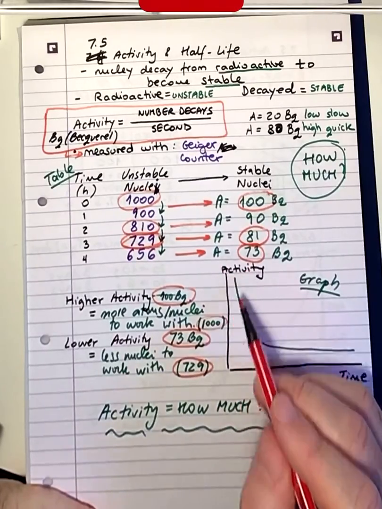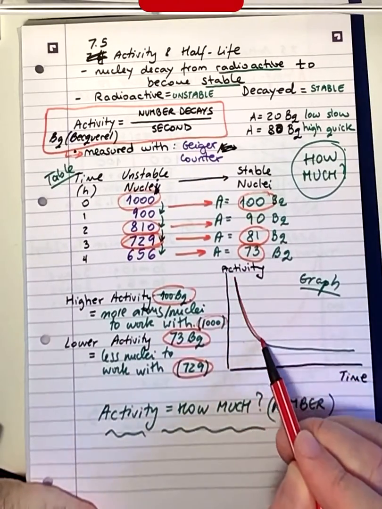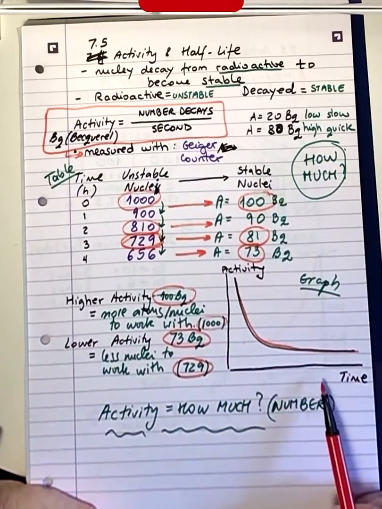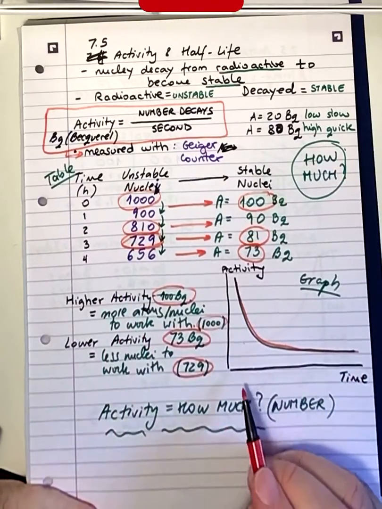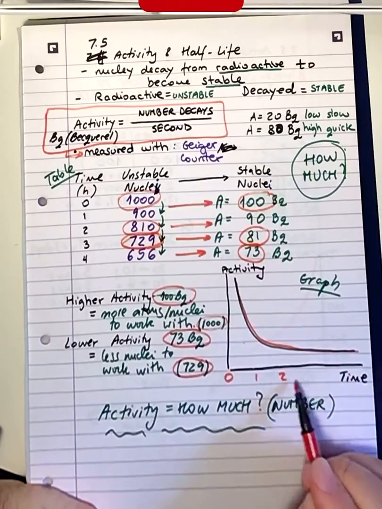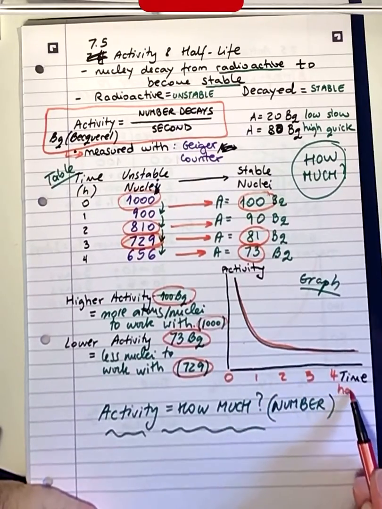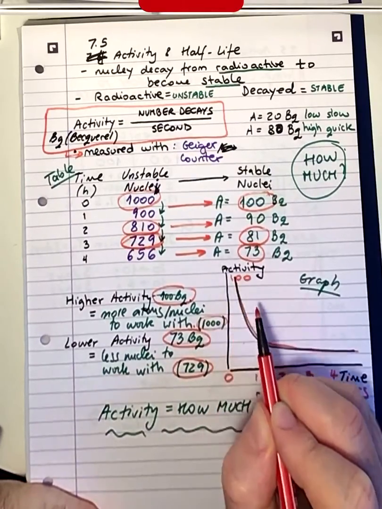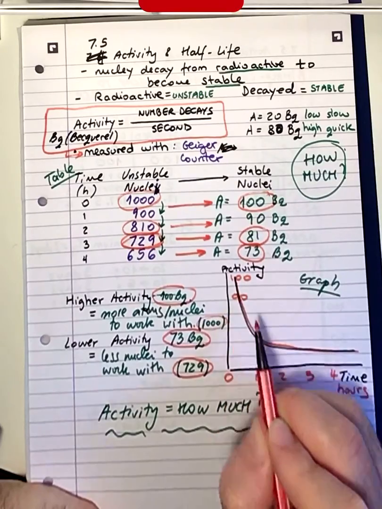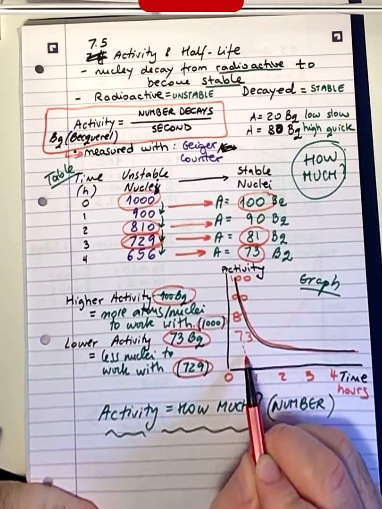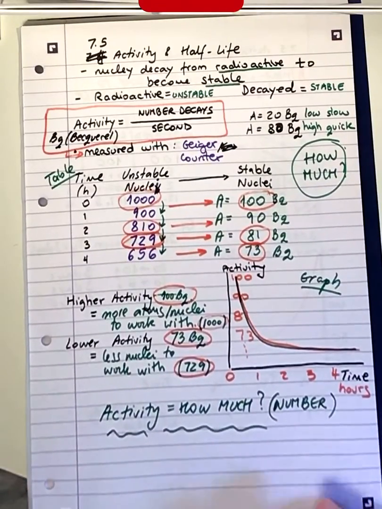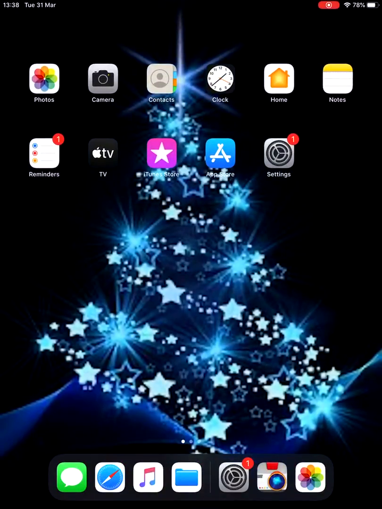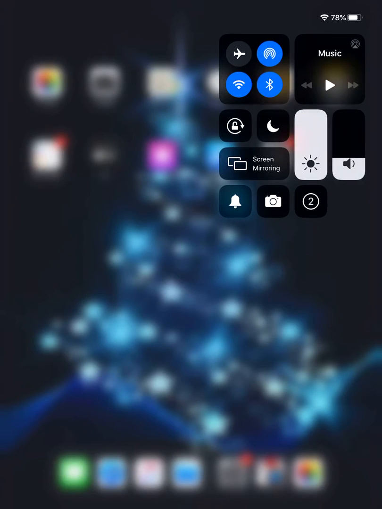Now if I have a graph of activity versus time, I'm going to have an exponential curve dropping, showing that the activity drops as the time is increasing. So as I'm going from 0, 1, 2, 3, 4 hours, my activity is going down from 100, 90, 81, 73, and it's going to drop.